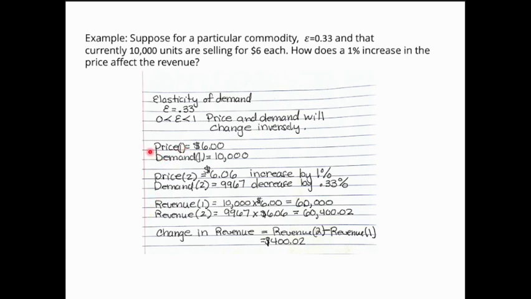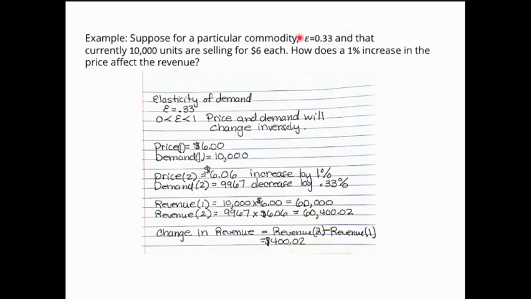So price 1 I labeled here, that's the first price that we're starting with, that's $6. And the demand that we're starting with is 10,000. So if we figure out what the second price is, after the 1% increase, I'm going to find 1% of $6 and add it back in. That's going to give me $6.06. So the price is going to go up by 1% by starting with $6 and going up to $6.06.